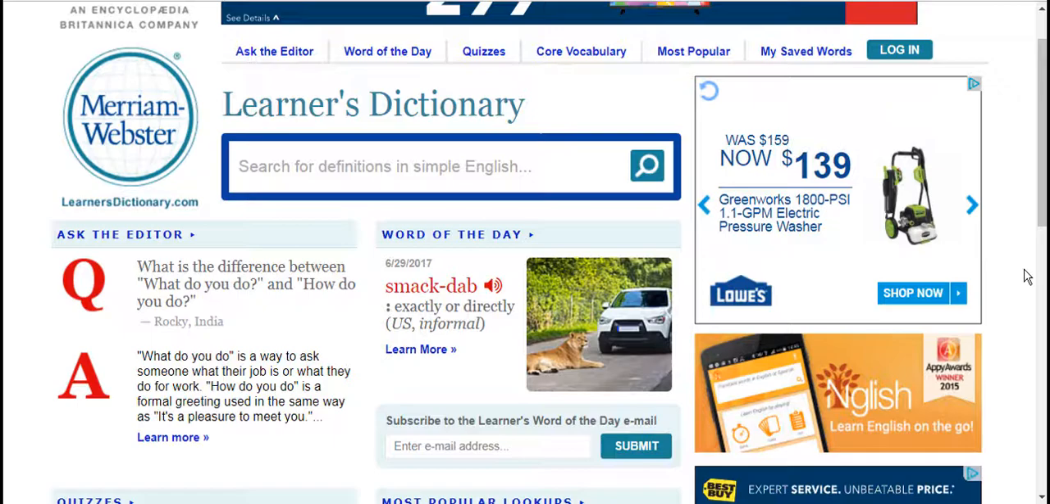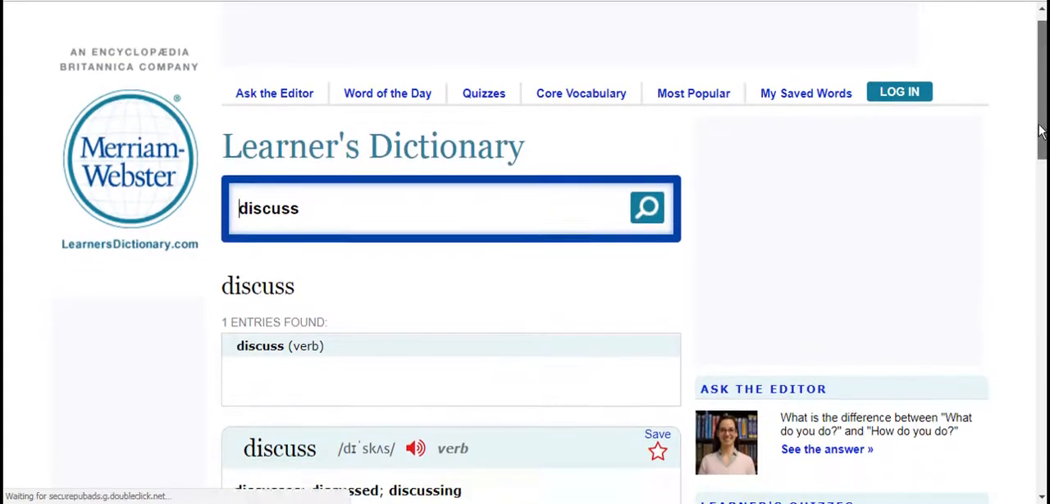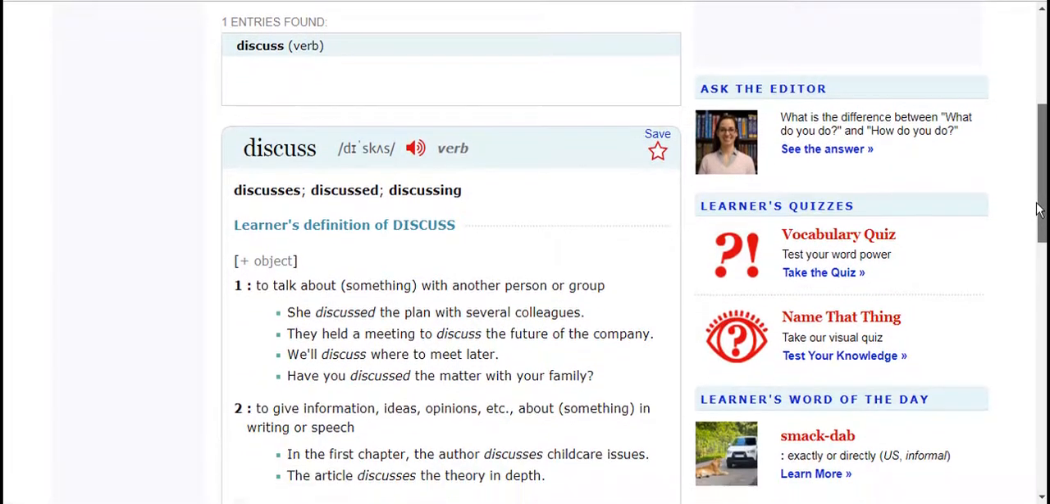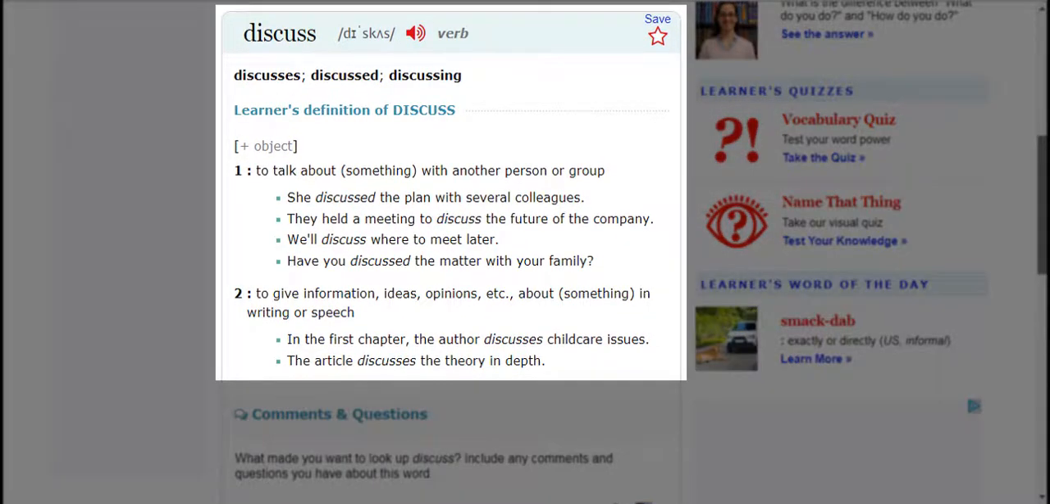Merriam-Webster's online dictionary is one place you can look for transitivity of a verb. I'll type in discuss to see whether it is transitive and how I can use it in writing. We can see that discuss is a transitive verb, meaning that it needs to be followed by an object, to discuss something.